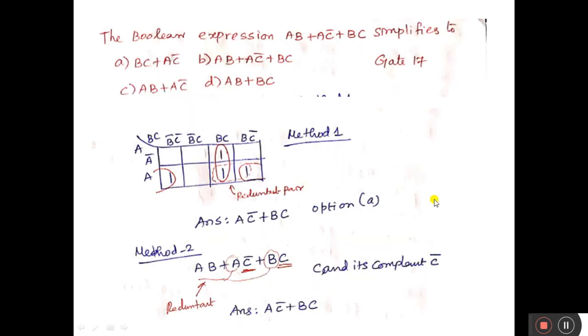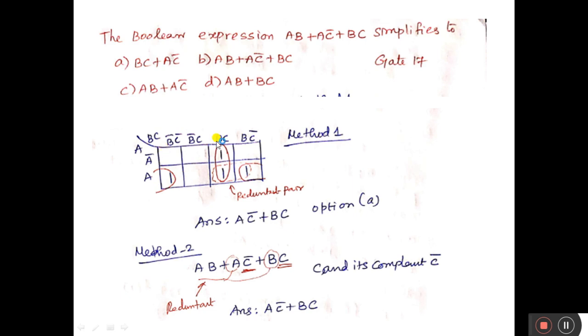Next question. The Boolean expression AB plus AC bar plus BC simplifies to: option A, BC plus AC bar; option B, AB plus AC bar plus BC; option C, AB plus AC bar; option D, AB plus BC. This question was asked in GATE 2017. I am going to solve this problem in two ways.